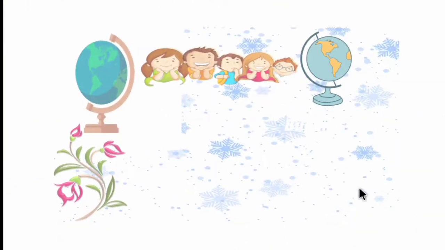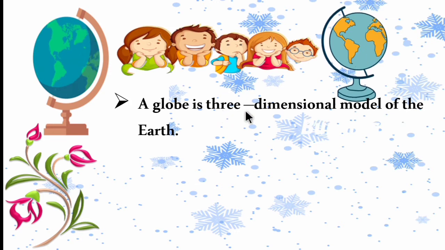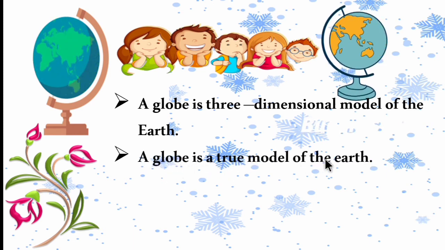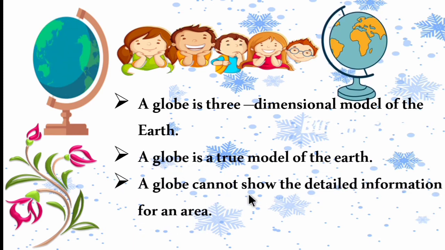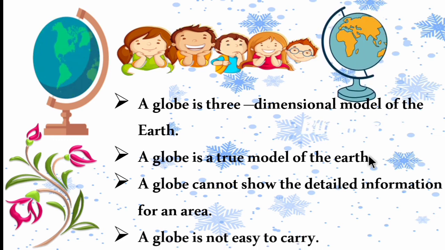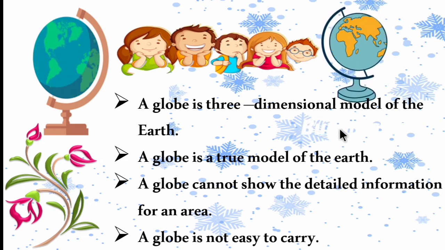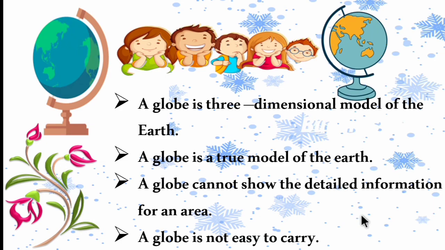So on the other hand, let's see about the globe. The globe is the three-dimensional model of the Earth. So map is a 2D image, whereas globe is a 3D model of the Earth. And a globe is a true model of the Earth. A globe cannot show detailed information for an area. So from the globe we cannot get detailed information. And also a globe is not easy to carry. So we cannot carry it easily. It is not portable when compared to the map. So this is a common difference between the map and the globe. Map provides more details. Globe provides less details.